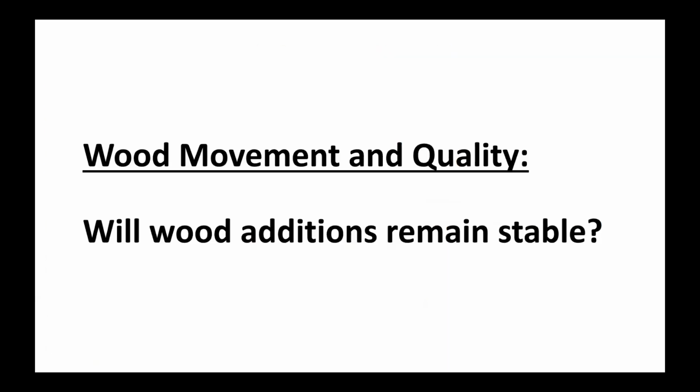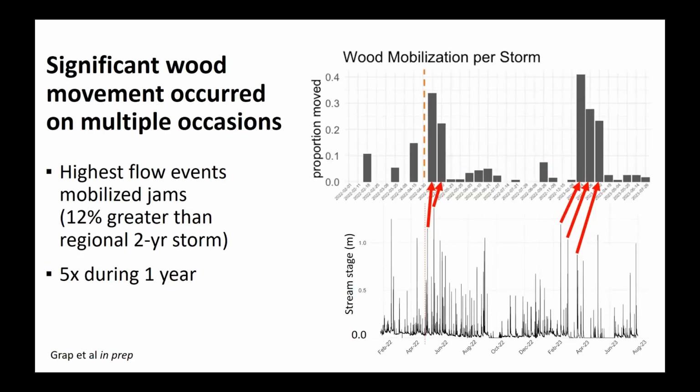So our first question is, would the wood additions actually remain stable? We found that significant wood movement occurred on multiple occasions. In fact, right after we put in the wood, 2 of the largest storms during our entire study period occurred, and we saw about 20 to 30% of the wood rearranged itself into new jams during those first 2 storms.